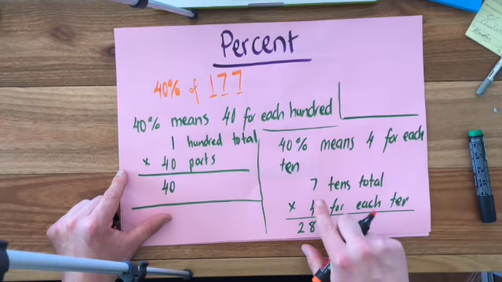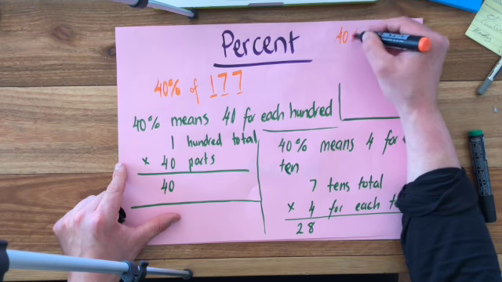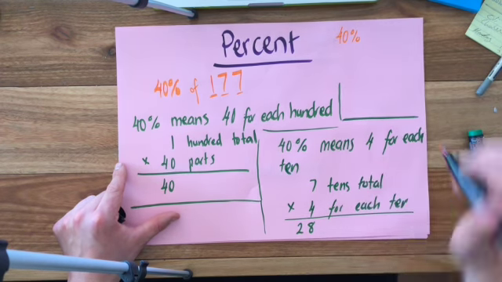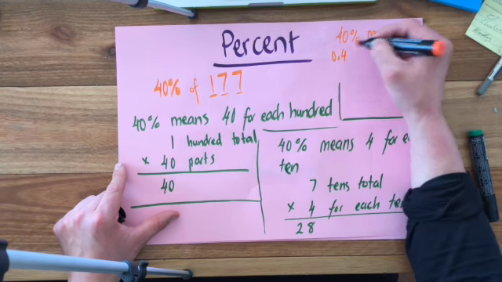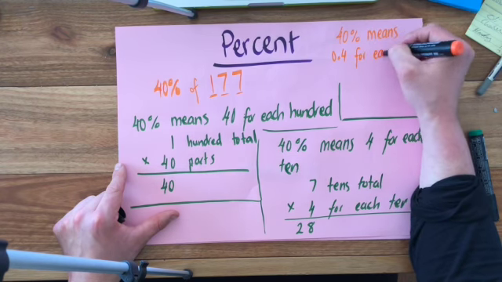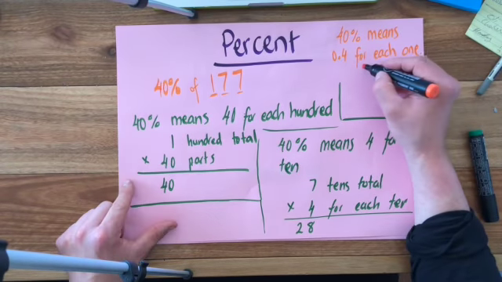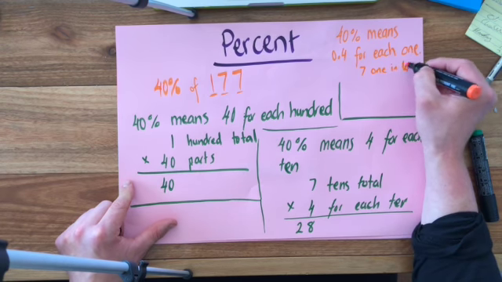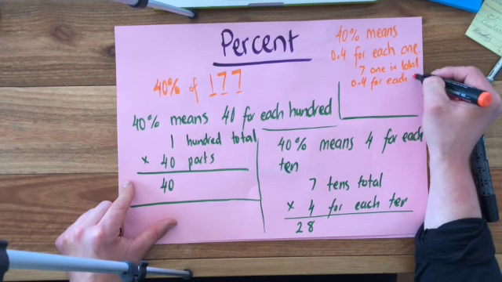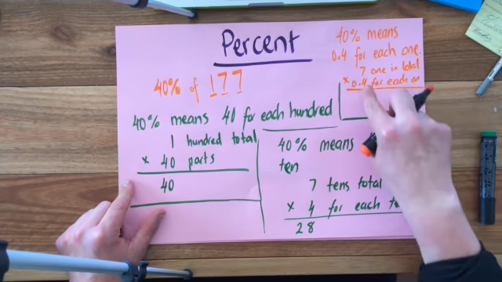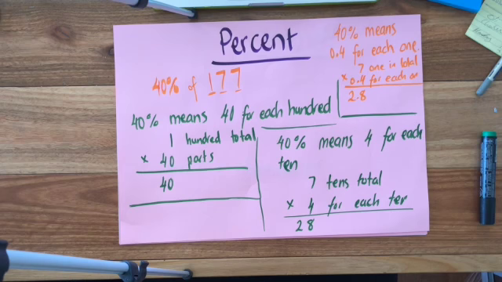Okay, and then finally, after all of that, we've got to find how many for each 1. Now I can use my reasoning here because I know there are 7 ones, but let's go it out. 40%, and I apologise for a bit of a jagged approach. 40% means 4/10 for each 1. Now, 40%, we have 7 ones in total. 4/10 for each. Multiply it. Now, that would make 2 and 8/10.